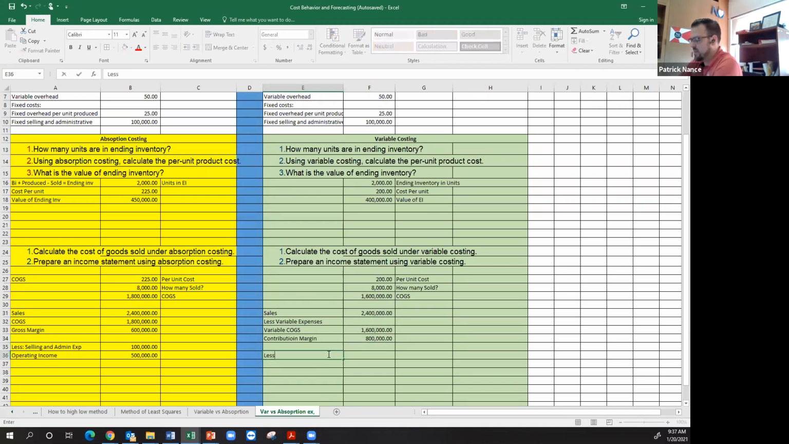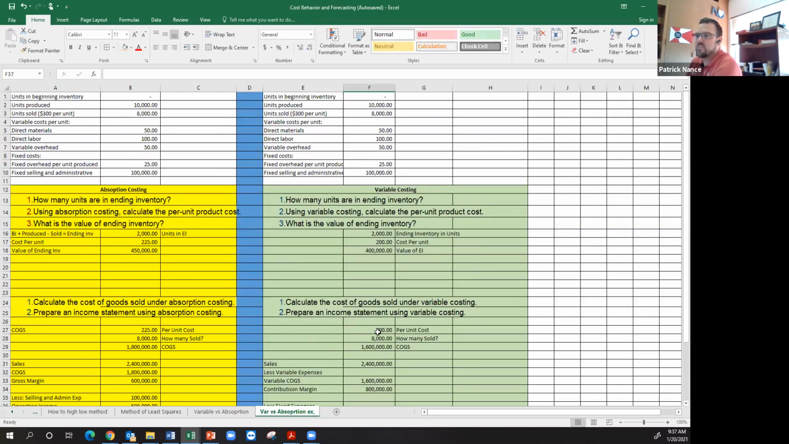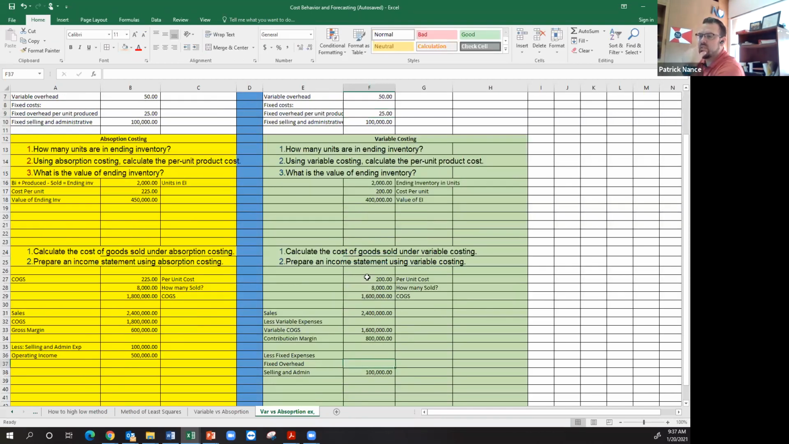So now I can take out my fixed expenses. I know I have fixed overhead that I did not include before, and I also have my selling and administrative. Selling and administrative is given as $100,000. I do have to do a calculation for my fixed overhead because the issue here is they gave it to me on a per unit basis, but I need it in total because this is a financial statement and I don't have a per unit amount that I require. I need a total amount.